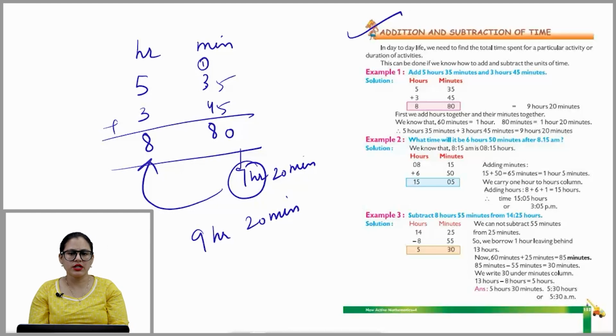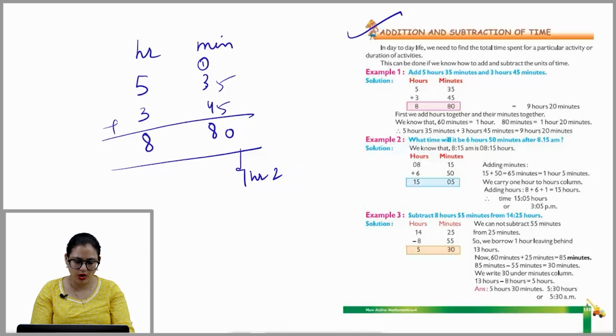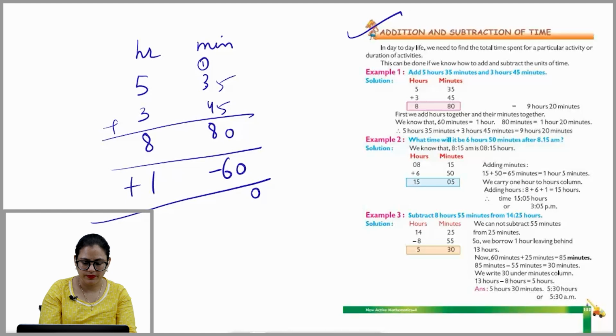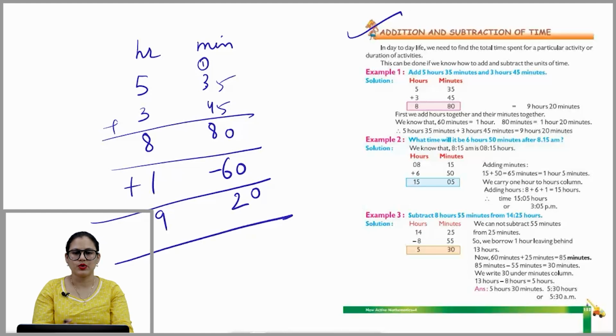Or alternatively, what you can do is, your minutes cannot exceed 60. So, do one thing. Minus 60 from here. You are subtracting 60 minutes, that means 1 hour, and you will add 1 here. So, 9 hours 20 minutes.